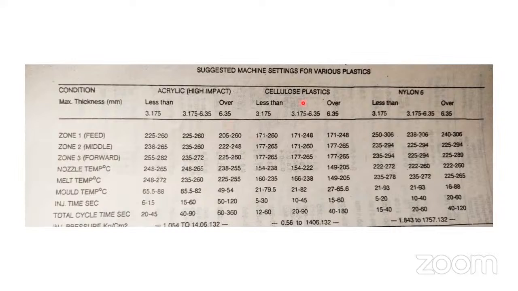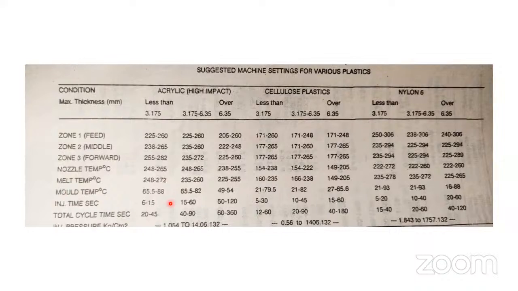And see the cellulose also, the same dimensions they have used here. The article thickness is 3.175. See the higher one, 6.35. Now see how you keep the temperature here, friend. Zone 1 is the feed zone, second is the middle zone, zone third is the metering zone, and then the last is the nozzle zone. Then the melt zone and mold temperature.